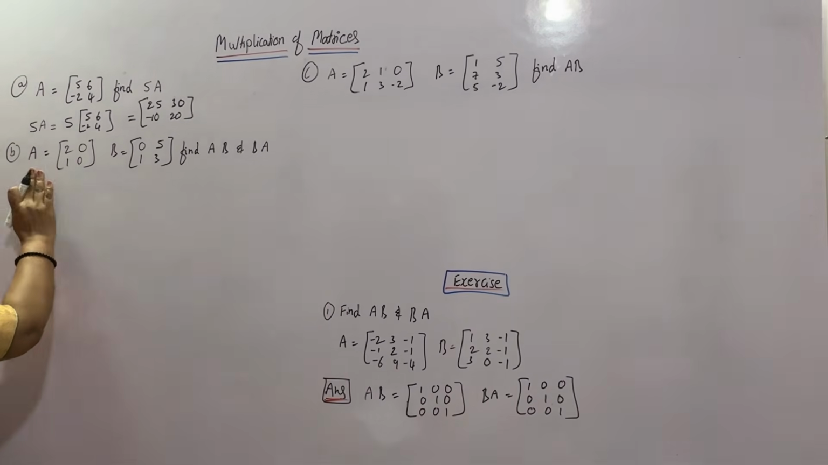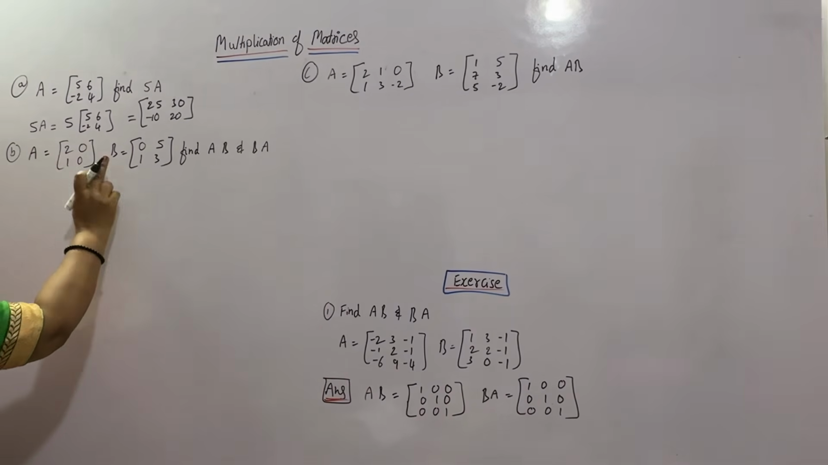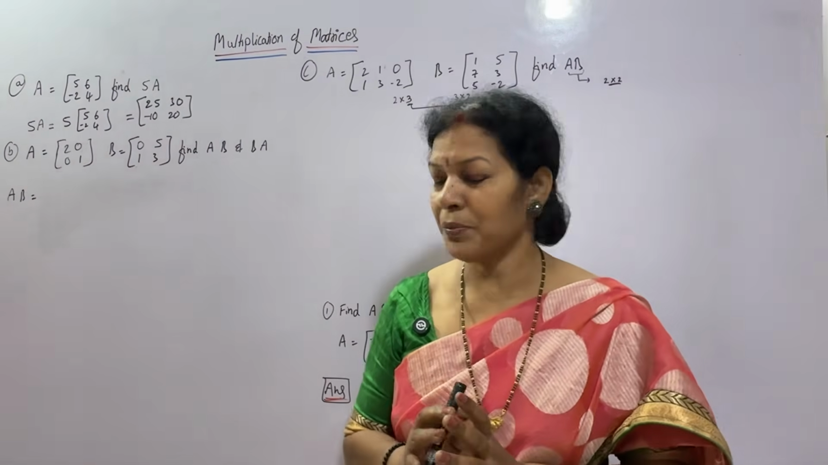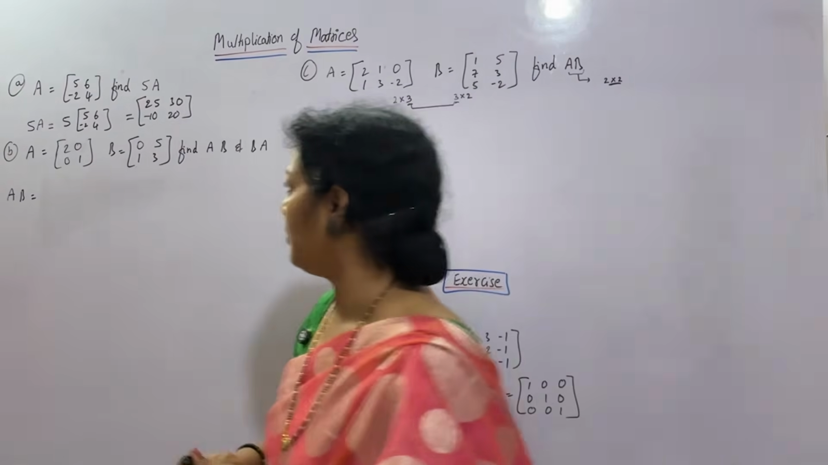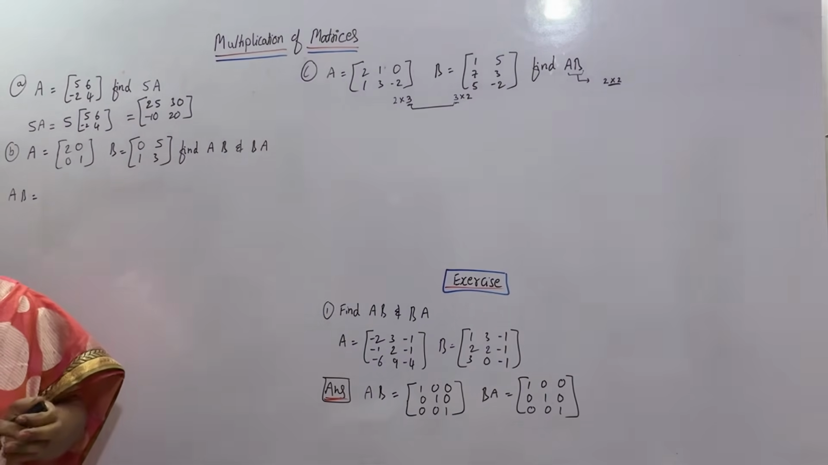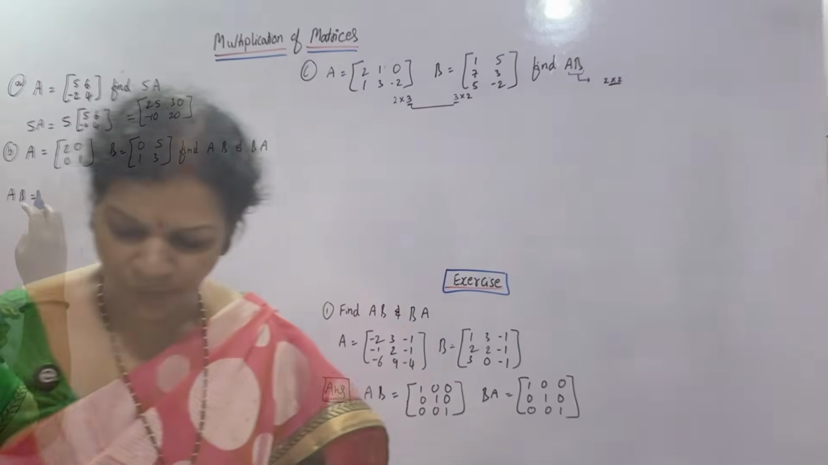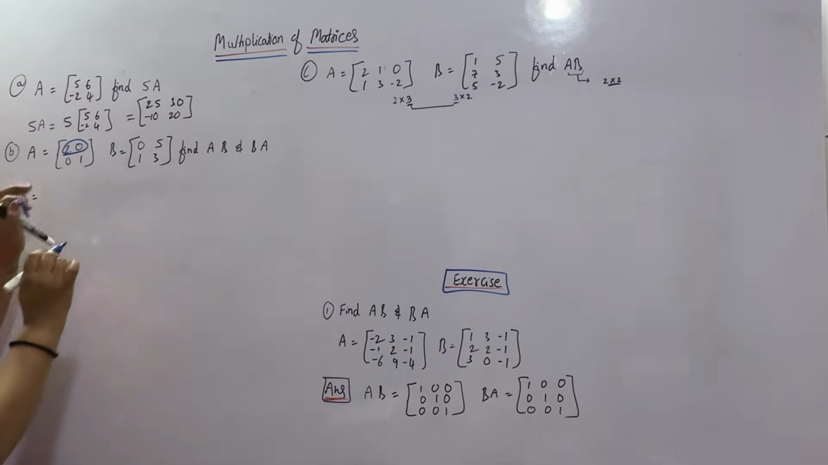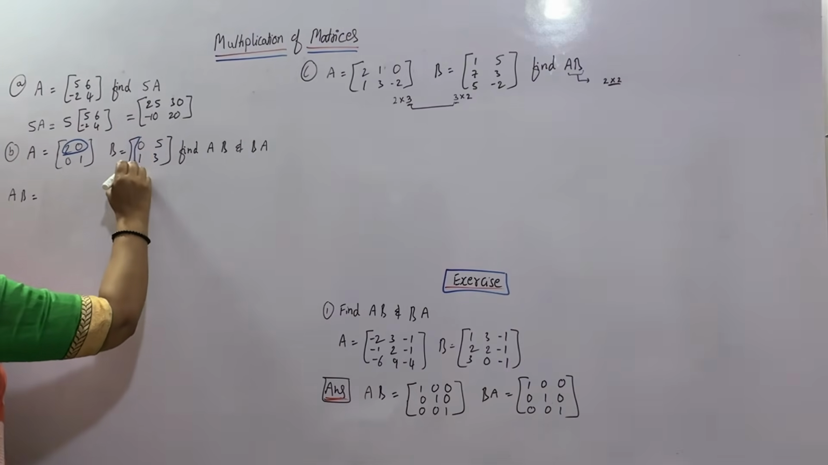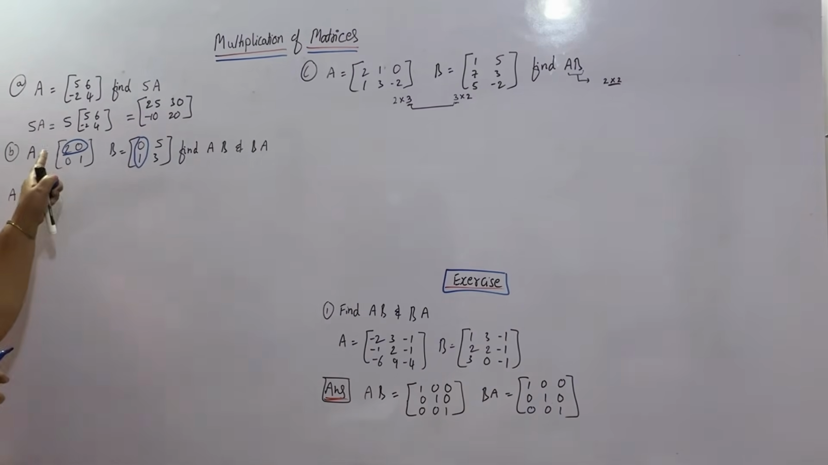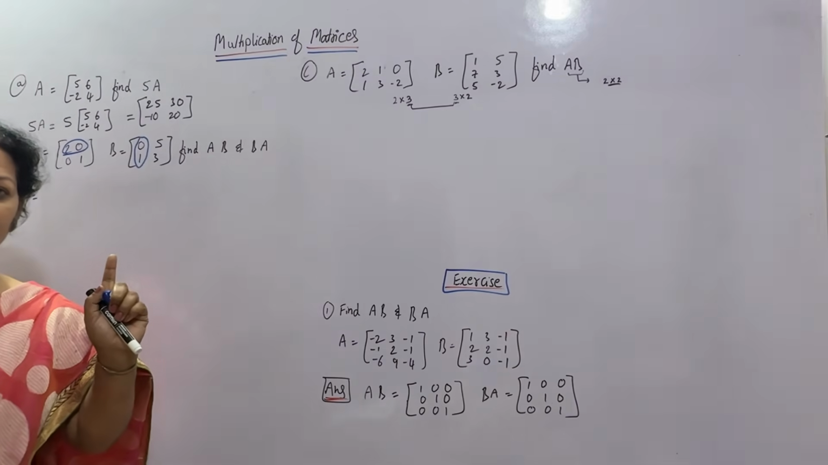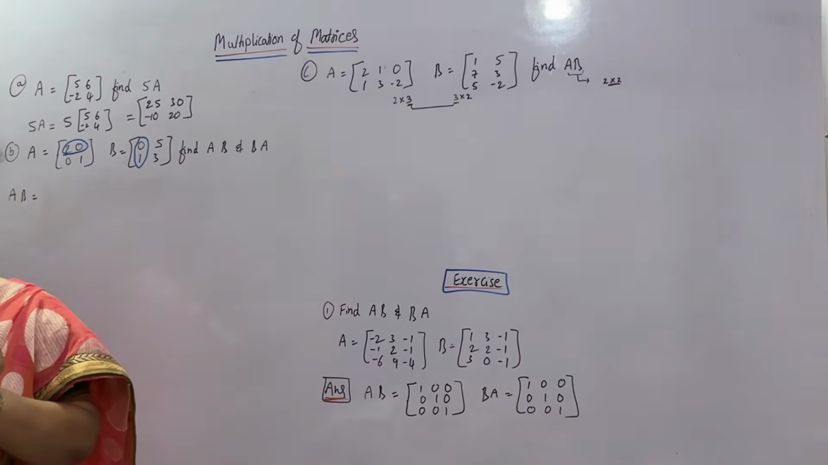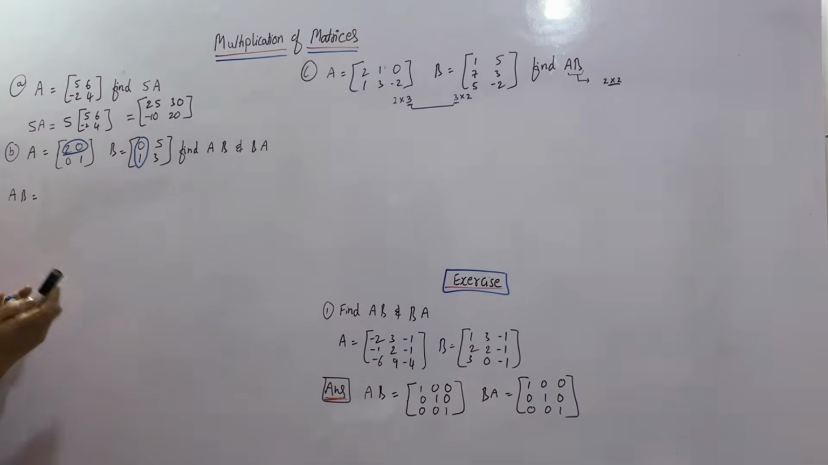Second one. A's elements are given: 2, 0, 1, 0. B's elements: 0, 5, 1, 3. Find AB and BA. Now first we'll see AB. For AB what we'll do, just focus. In multiplication, this row of the A matrix should be multiplied with the B matrix column. Row into column. Say row into column. This is the principle for multiplication. Now we'll do the multiplication. Just observe slowly.